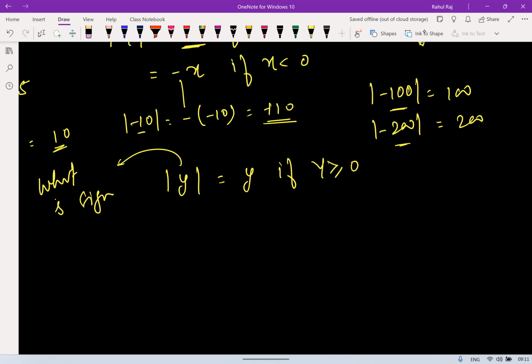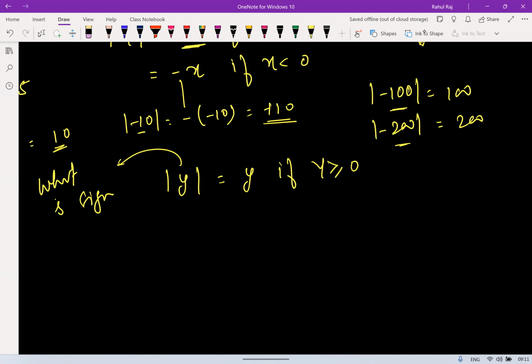Now you put any number y, let's say y is equal to 10. So mod 10 is 10. Let's say y is equal to negative 15. In this case, mod of y is equal to negative y, since y is less than 0. That is, mod of negative 15 is again 15. This 15 has become what? Negative of negative 15. Agreed? So any variable coming out of mod should 100% come in two conditions.